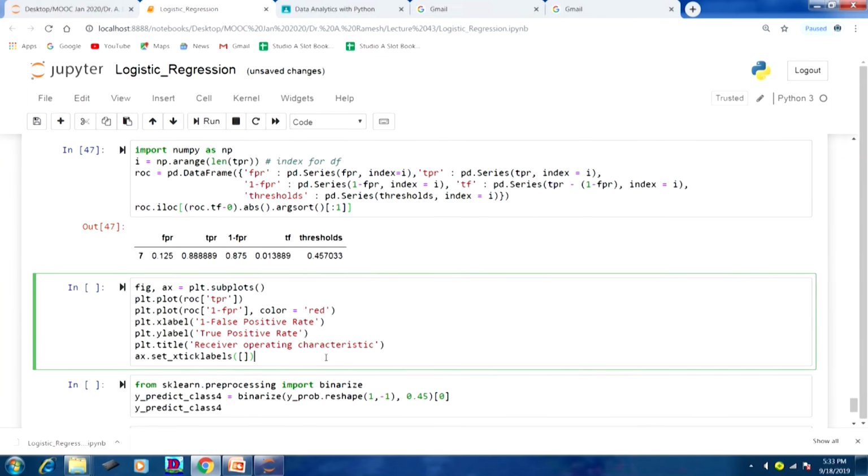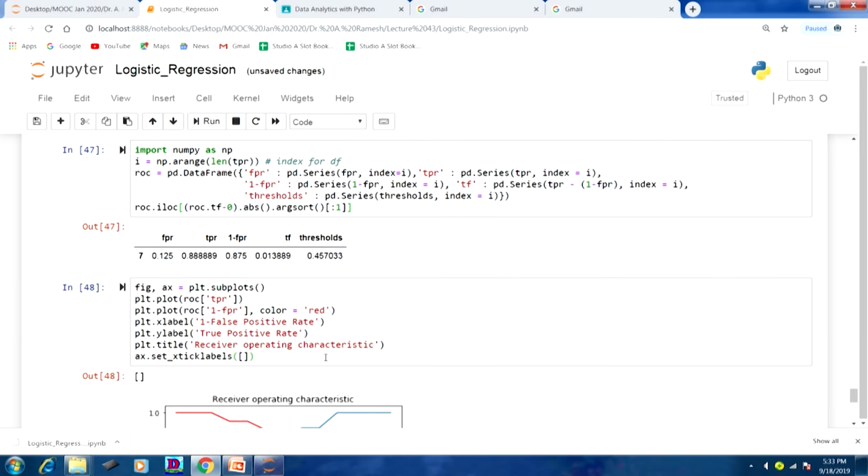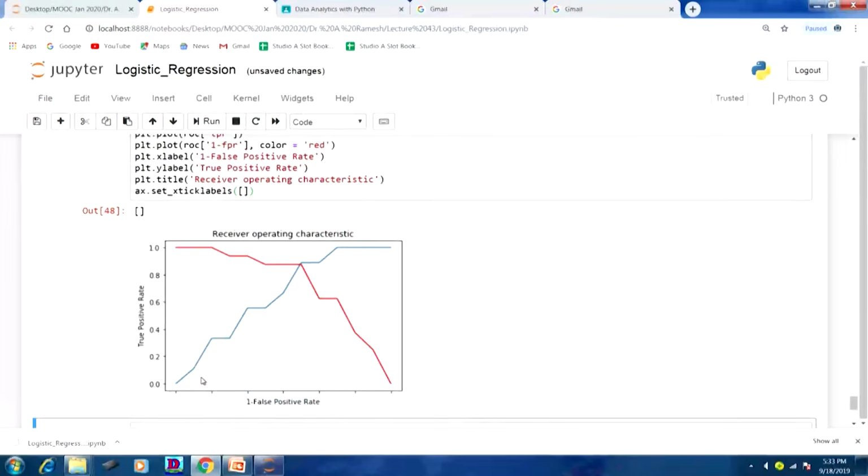When you run this you see that the blue line shows the true positive rate, the red one shows 1 minus false positive rate. At this intersection, the true positive rate is also high, and here the 1 minus false positive rate is also high. So, this is our optimal value.